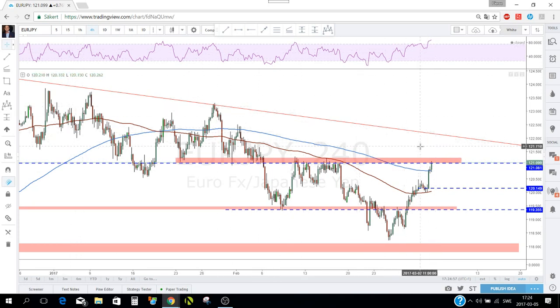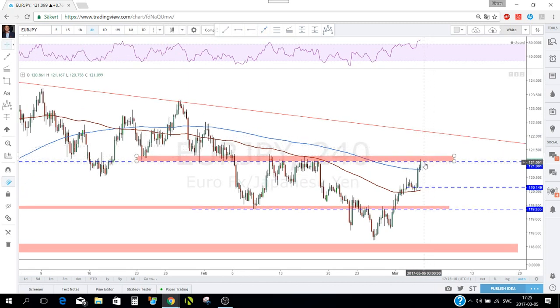Use as many filters as you can, because it looks possible that it's going to break this level and maybe a retest of this trend line. You never know, but this structure is where you should be looking next week.